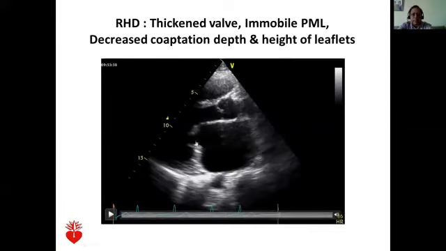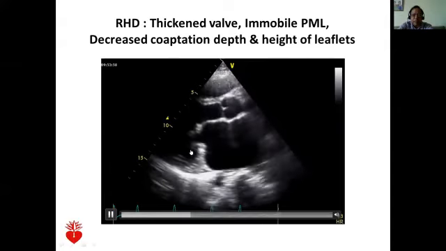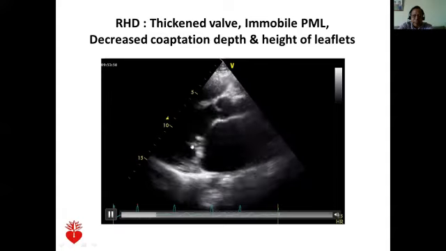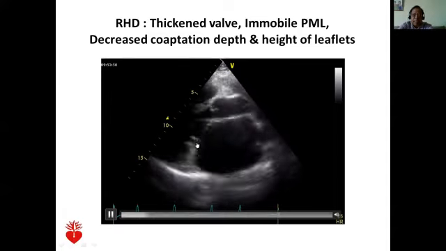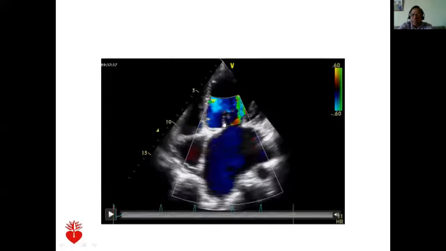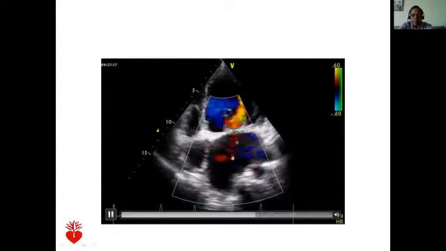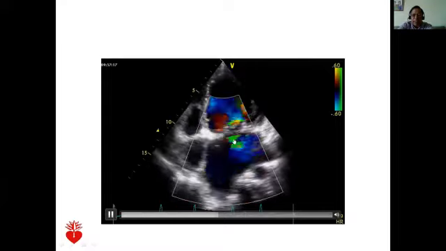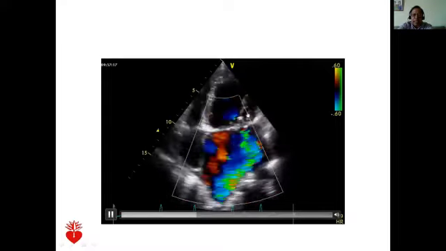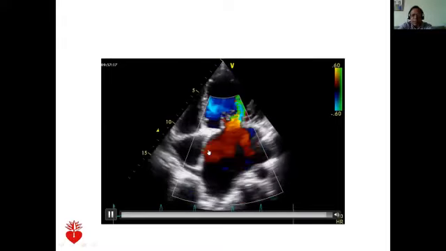Now you can see the mitral valve in rheumatic heart disease, how the coaptation depth and height are reduced. You can see the single loop. Both leaflets are thickened, the PML is immobile, and there is non-coaptation at the central valve, with decreased coaptation height. The same patient in apical four chamber view. What does it mean? There is severe MR. This is a wall-impinging MR jet that swells inside the LA cavity. Both LA and LV are dilated. So this is the classical scenario of severe MR.